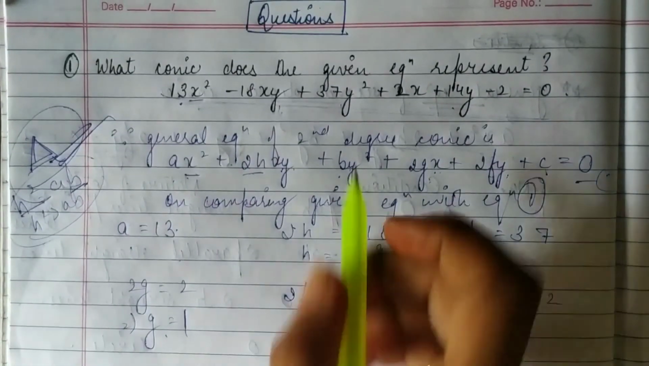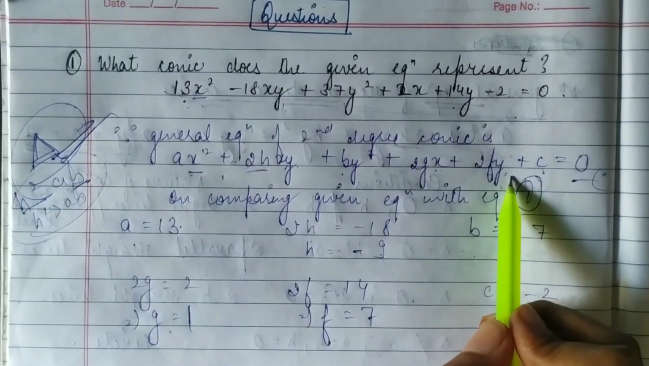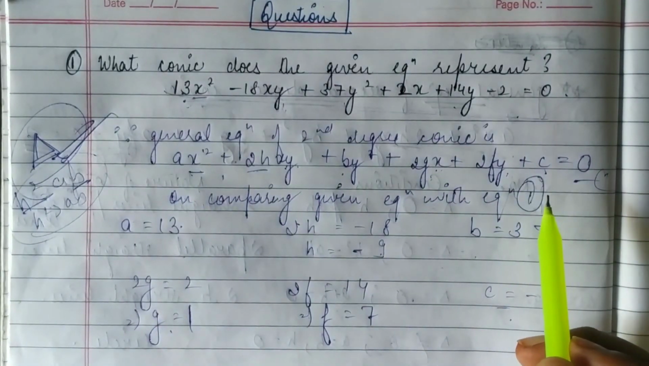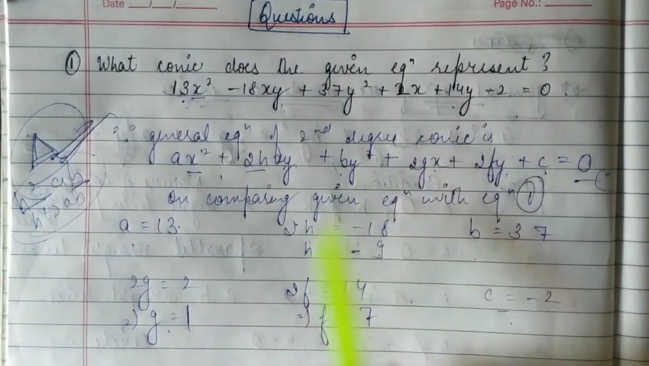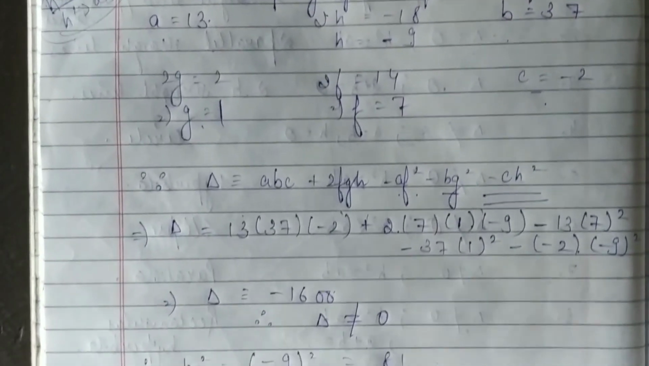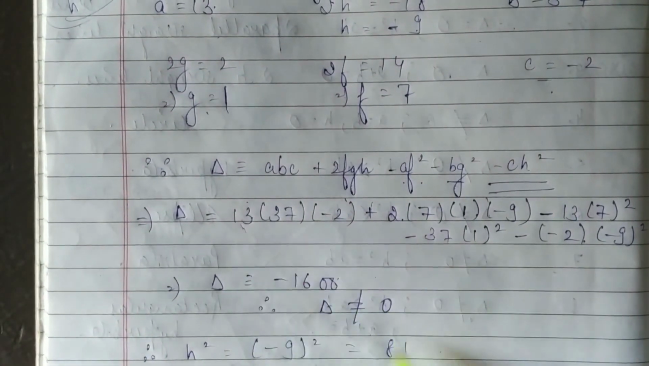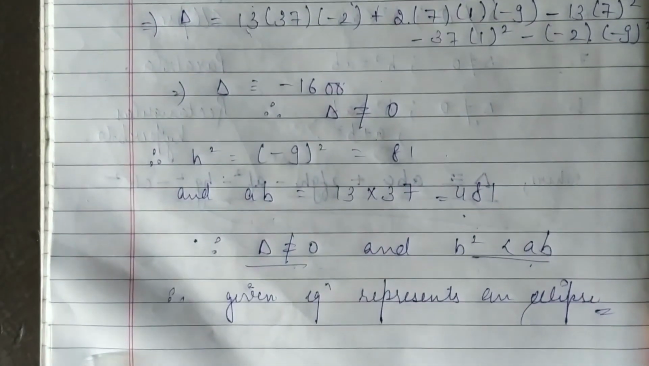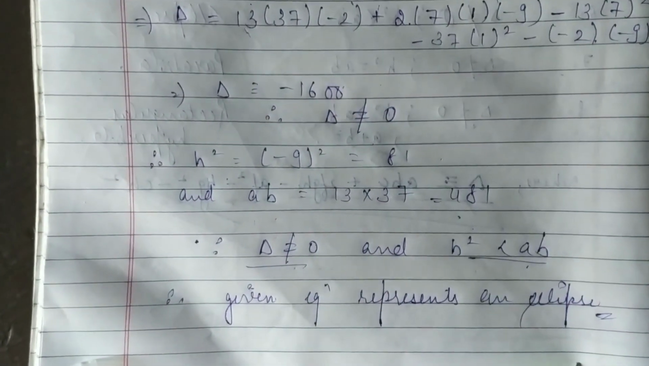I'll repeat the question. What conic does the given equation represent? I have compared it with the general equation. Why? Because we need to find delta for it, and for delta we need the values of a, b, c, f, g, h. On comparing, I have found the values of a, b, c, f, g, h. Then I put them in the formula of delta. Delta is not equal to 0. Then I found h square and ab, h square is less than ab, and this condition represents an ellipse.